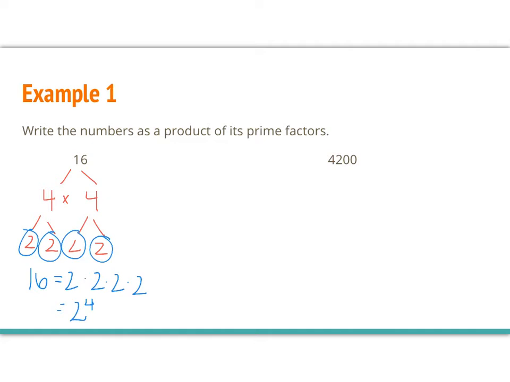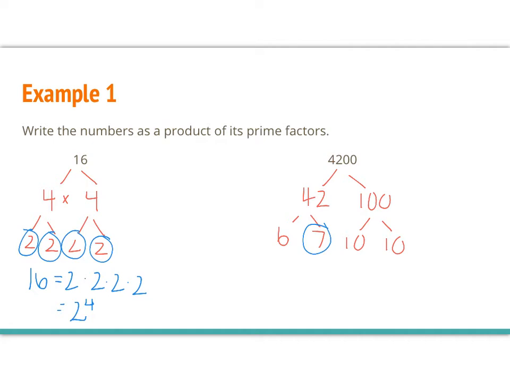Same thing over here for 4,200. Doesn't matter how you start it, we're going to get the same answer. So I did 42 and 100. So 42 times 100 is still 4,200. Dividing these, I get 6 and 7. 7 is a prime number, so I don't have to try and divide it anymore. I'm going to circle it. 100 is 10 and 10.